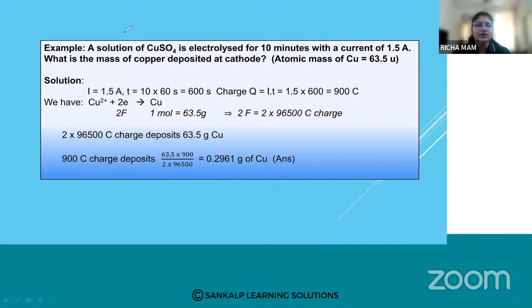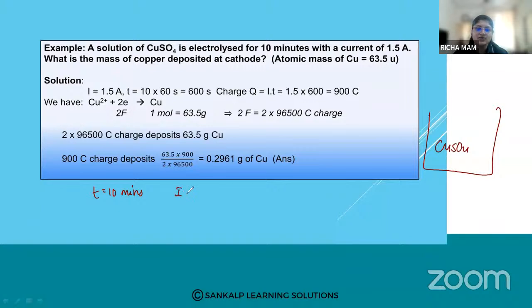So here, what is done? The solution of copper sulfate, the electrolytic solution, is electrolyzed for 10 minutes. So the time is 10 minutes, with a current of 1.5.